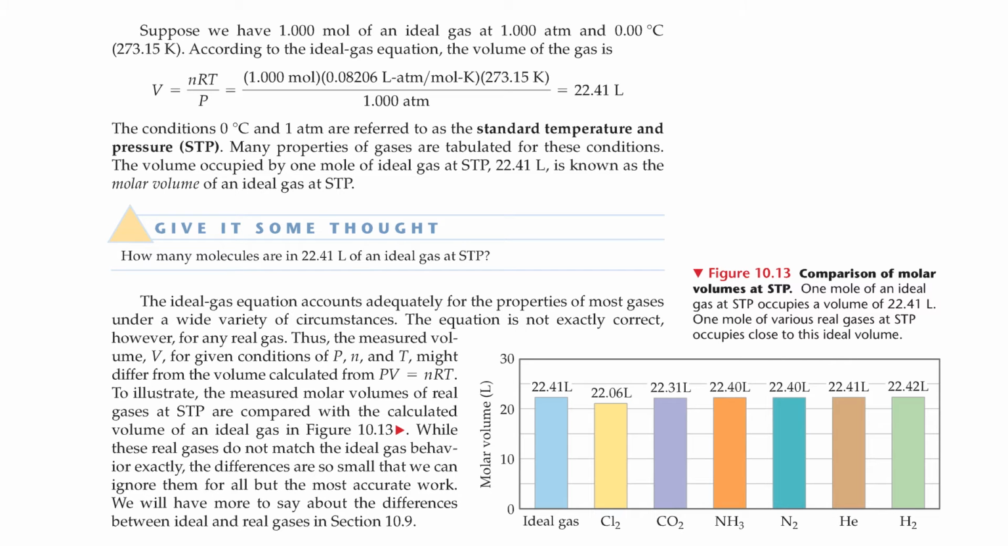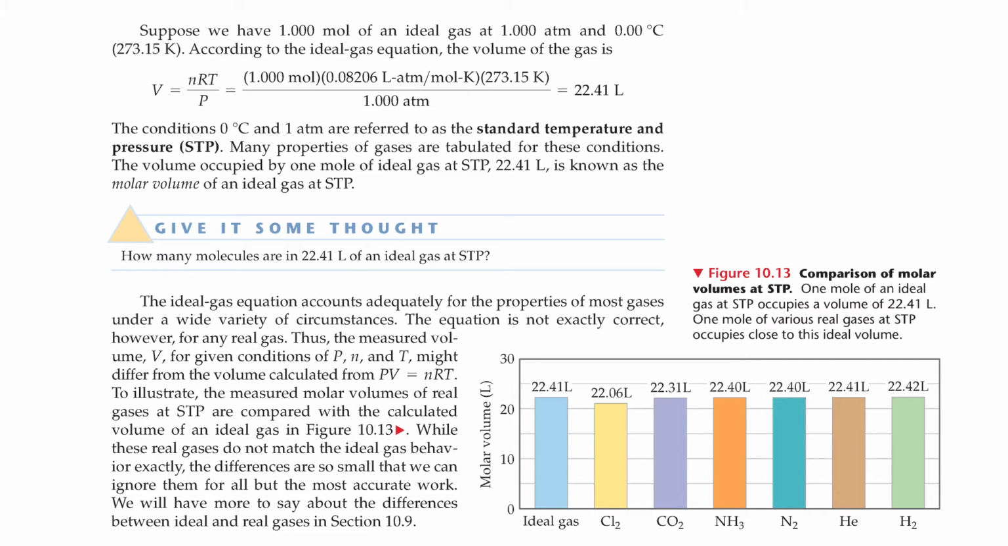Suppose that we have 1 mole of an ideal gas at 1 atmosphere and 0 degrees Celsius, 273.15 Kelvin. According to the ideal gas equation, the volume of the gas is 22.41 liters. The conditions of 0 Celsius and 1 atmosphere are referred to as standard temperature and pressure, STP. Many properties of gases are tabulated for these conditions. The volume occupied by 1 mole of ideal gas at STP, 22.41 liters, is known as the molar volume of an ideal gas at STP.